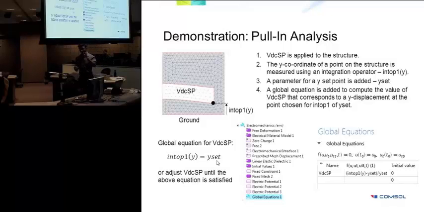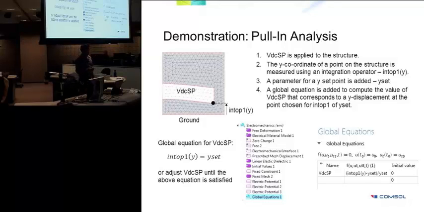So I'm saying the y-coordinate at this point is equal to y set, which is what I'll specify. I'll specify how much y set is. And then I'll parameterize the y set so that I'll solve for a range of values of the y-coordinate of this point. So I'll move it down. It's flat right now. I keep moving the point down, down, down, down, down. And I'll keep calculating the voltage required for the displacement of this point.